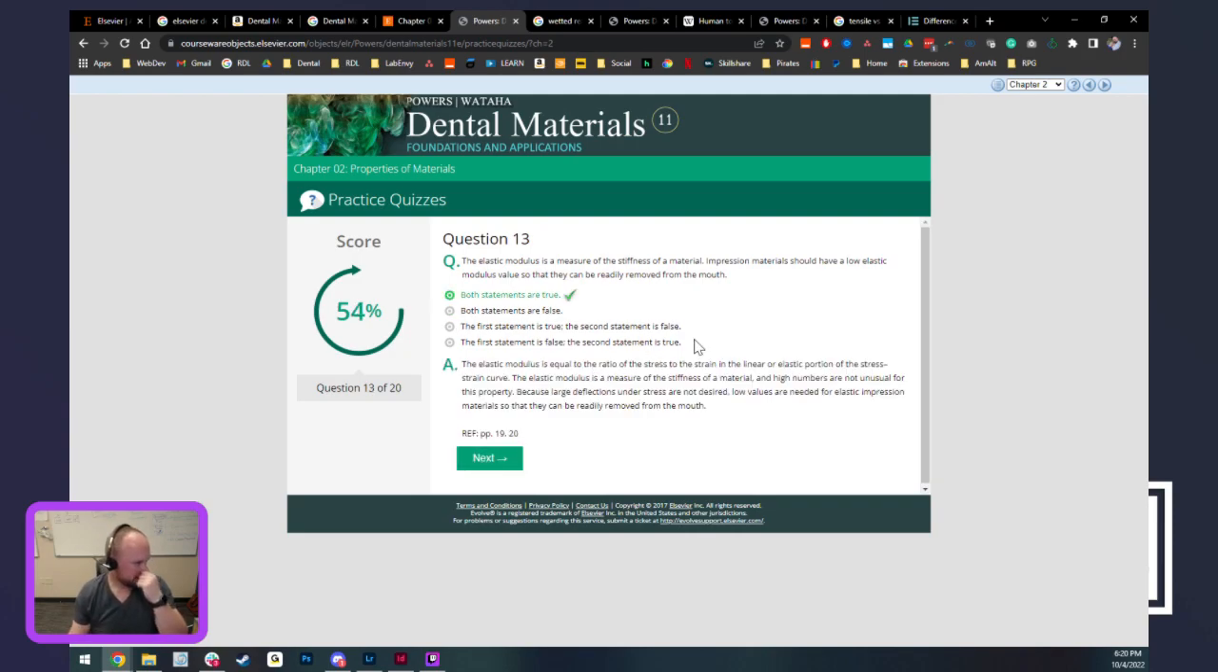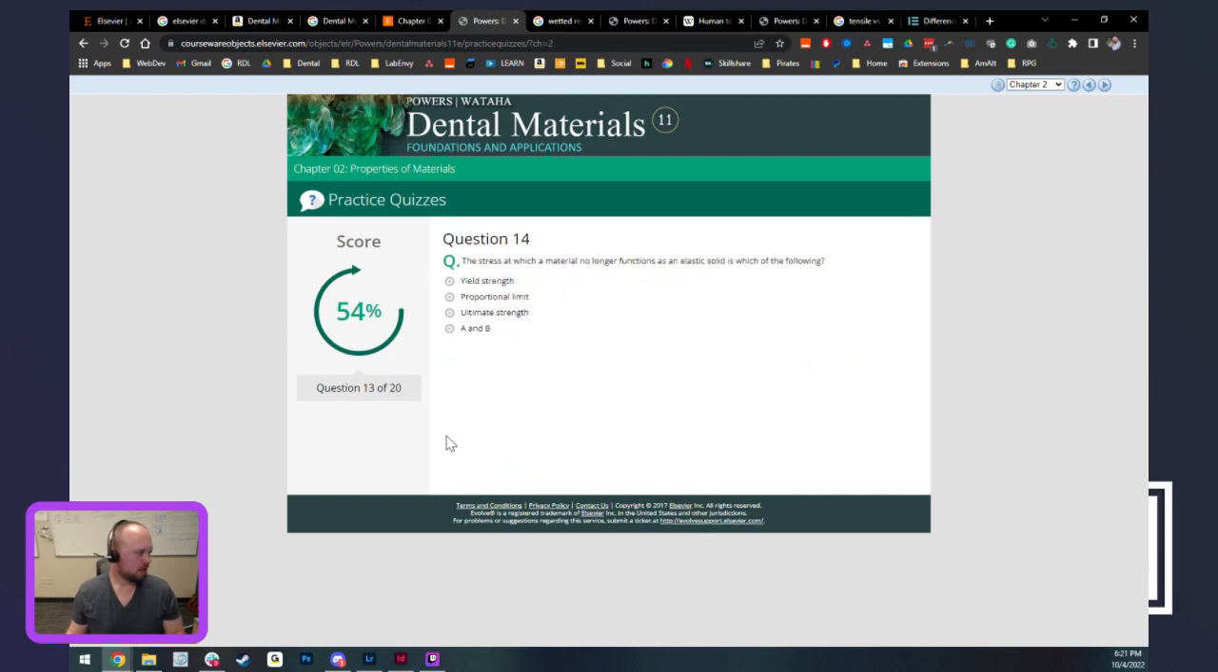Yep. Okay, so the elastic modulus is a measure of the stiffness of a material. Yes. Low elastic modulus would be flexes a lot. So high elastic modulus would be stiff. So high would be more towards stiff. Low would be away from stiffness. So a low elastic modulus would be flexible, and it needs to be flexible to be readily removed from the mouth.